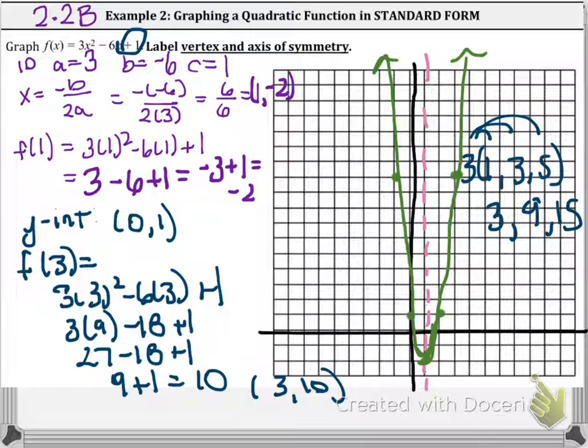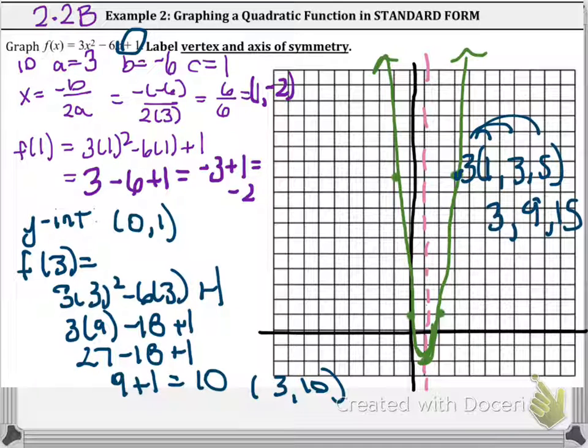If I start from the vertex and go right one, I do end up hitting 3. Then if I go one more right, I should go up 9: 1, 2, 3, 4, 5, 6, 7, 8, 9, and there is my point. So I can use both to do a quick check as to whether or not this is the correct graph.